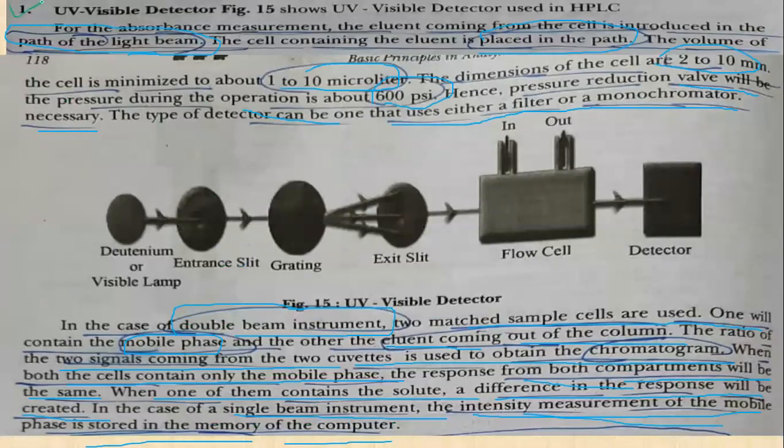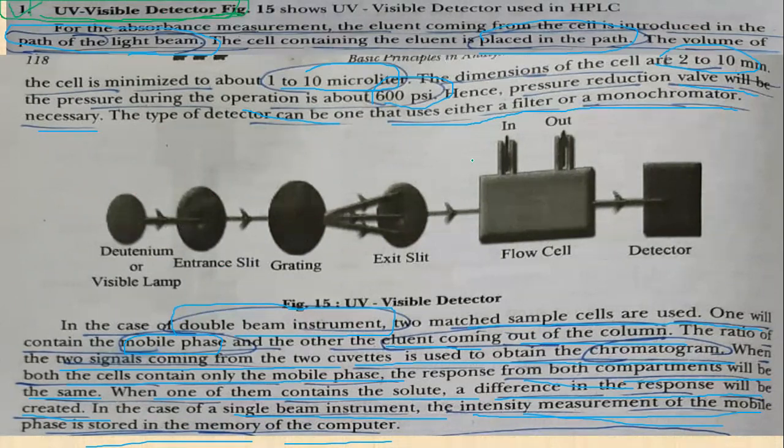So we are going to see the first detector here, that is the UV visible detector. It works in the range of UV visible light. For the absorbance measurement, the eluent coming from the column is introduced in the path of the light beam, or the cell containing the eluent is placed in the path of the light beam. This is very important.